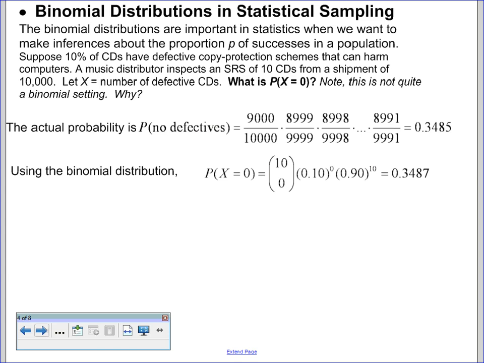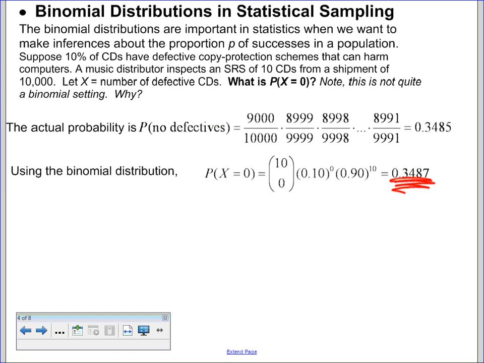A music distributor inspects an SRS of 10 CDs from a shipment of 10,000. Let X equal the number of defective CDs. Now, what is the probability that you will have no defective CDs? Well, what you will see is if you do it as a binomial, you get this answer.